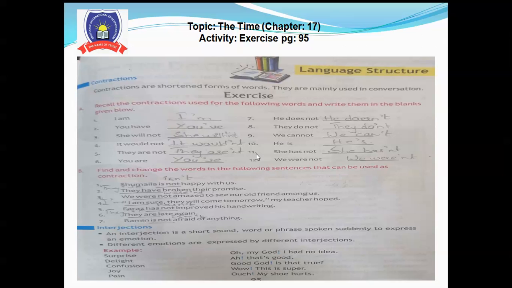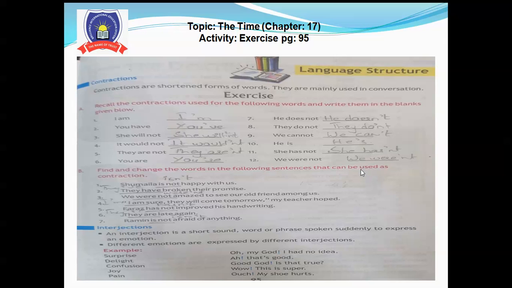Now here is exercise B. Find and change the word in the following sentences that can be used as a contraction. Number one: Shumaila is not happy with us. Shumaila isn't happy with us. Number two: they have broken their promises. They've. You have to put an apostrophe over there, like I have put it here and here.